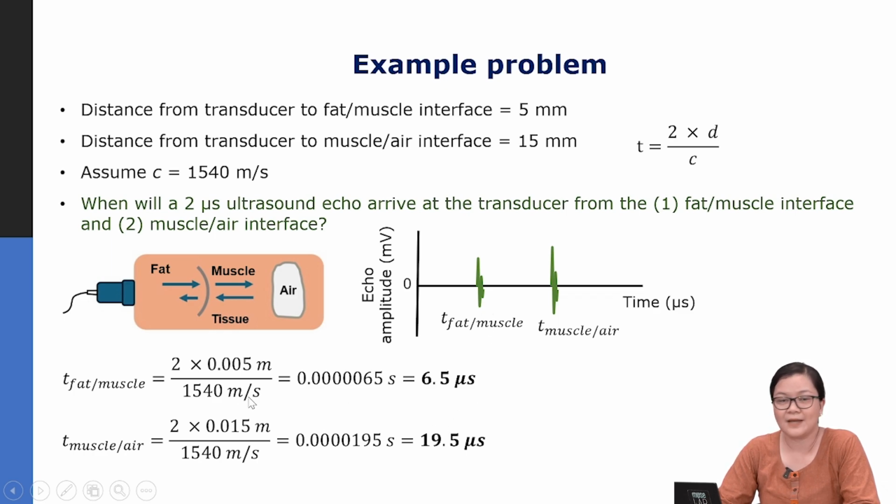Similarly, we apply the same range equation, plug in the values for the distance from the transducer to the muscle-air interface, and we get 19.5 microseconds. Since the sound travels a longer distance, deeper into the tissue, the echo from the muscle-air interface will appear at a much later time, in this case 19.5 microseconds. So I hope you got this answer from the previous lecture.